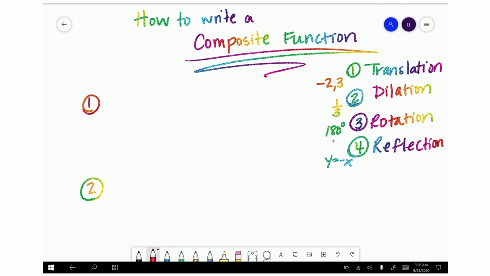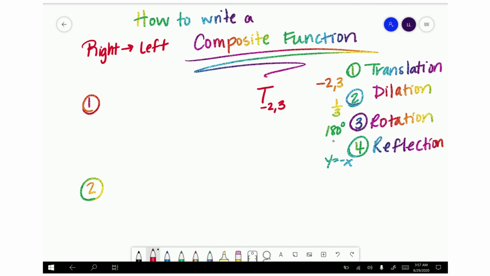Again, there are two ways to do it. So here's the first way. Remember that composite functions are worked from right to left. Did you hear that? They're worked from right to left, which is the opposite of how you read a book. So that means my translation is going to go over here to the right because it was the first one. So -2, 3, like so.